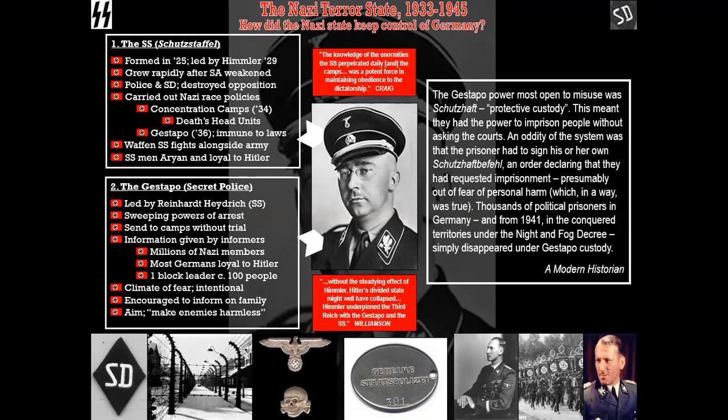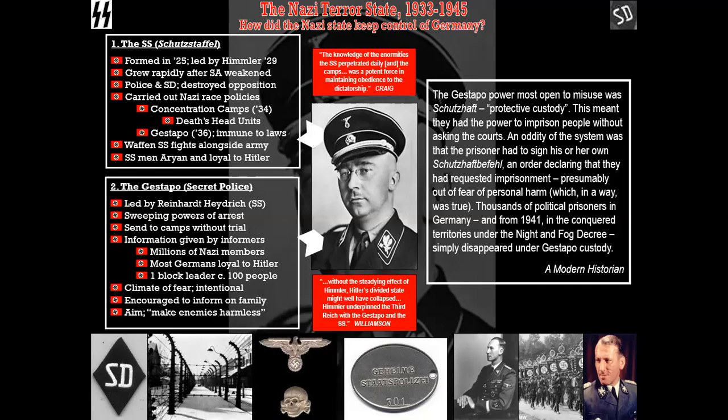One historian has this to say: the Gestapo power most open to misuse was the Schutzhaft, the protective custody. Now, the video clips that I've been showing you on how the Nazis took power talk about the Schutzhaft. This meant that they had the power to imprison people without asking the courts. An oddity of the system was that the prisoner had to sign his or her own Schutzhaftbefehl, an order declaring that they had requested imprisonment, presumably out of a fear of personal harm, which, in a way, was true. They're in a room with a bunch of Gestapo agents that want them in jail. Gee, I wonder what might happen if you don't sign it.